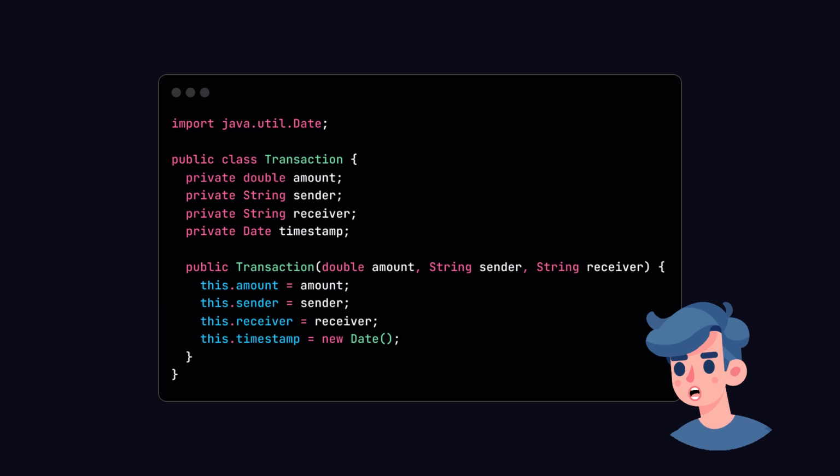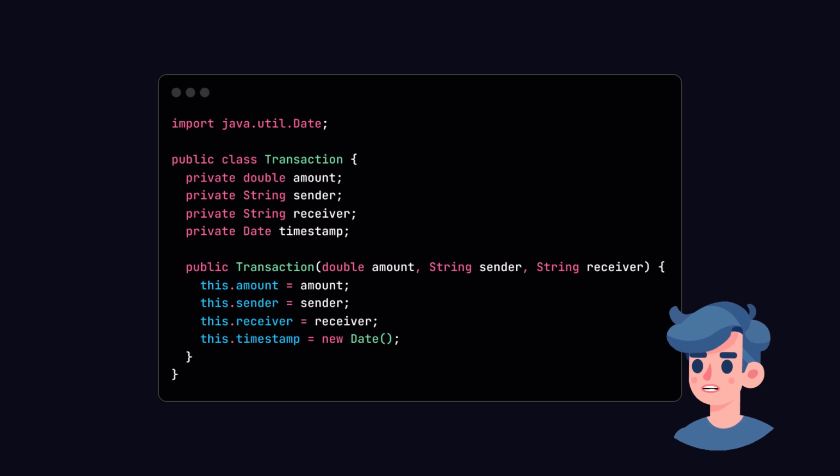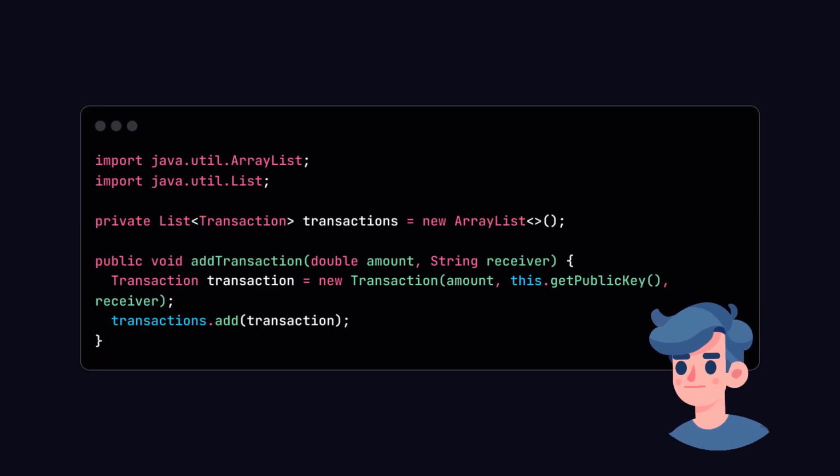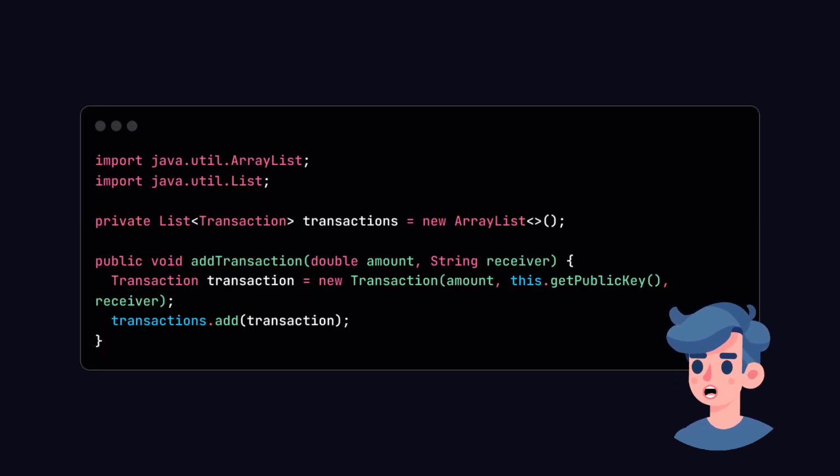Next, we need to add transaction functionality. For this tutorial, let's keep it simple. We'll create a new class called Transaction that will hold information about the transaction like amount, sender public key, receiver public key, and a timestamp. To keep track of all transactions, we will create a list to store them in our wallet class. Let's add a list field for transactions and a method to add a new transaction.